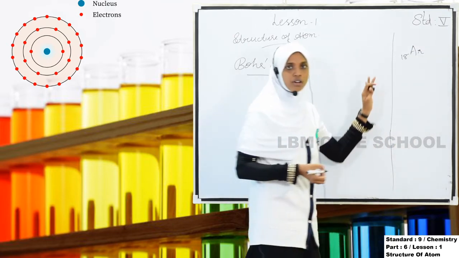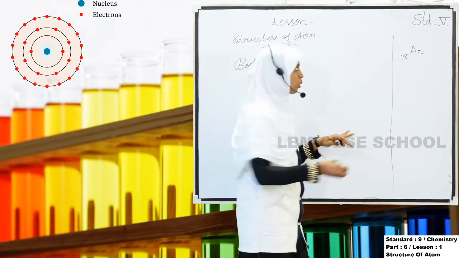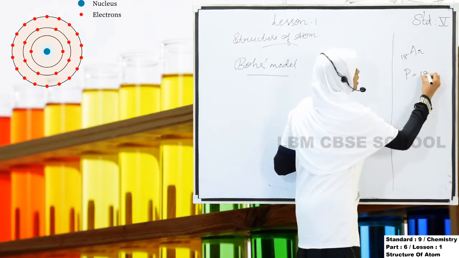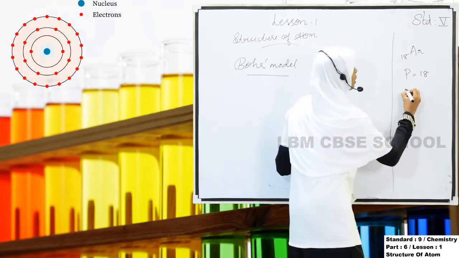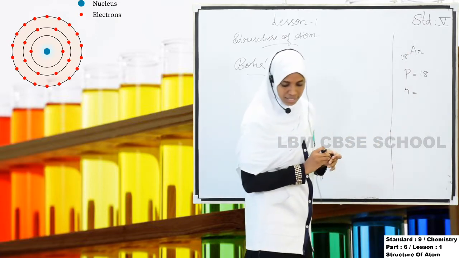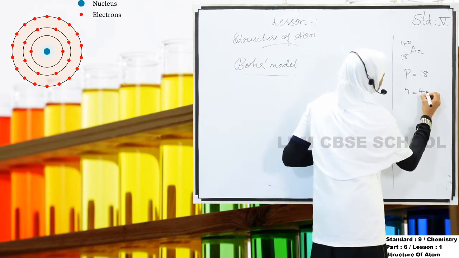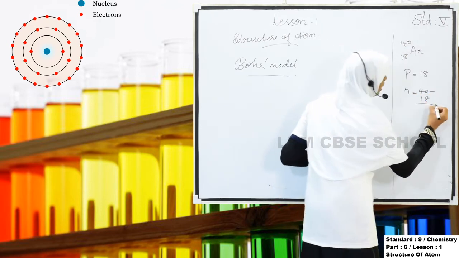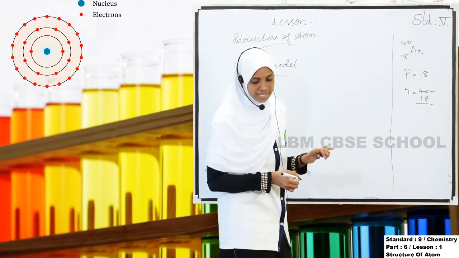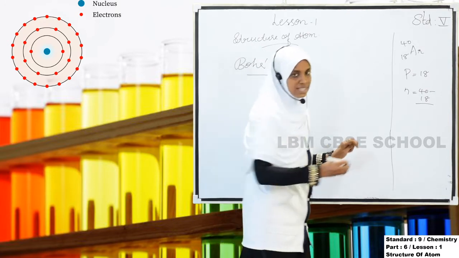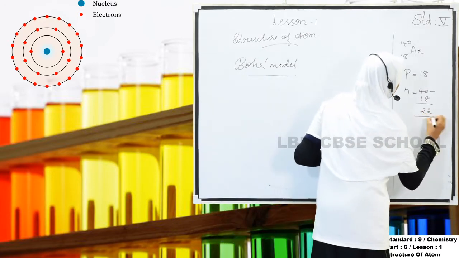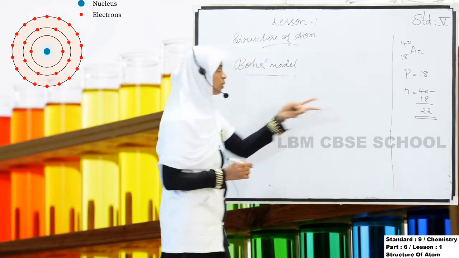First we find the number of protons and neutrons. Protons are equal to 18. The mass number of argon is 40, and 40 minus 18 gives how many neutrons? 22. So the number of neutrons is equal to 22.